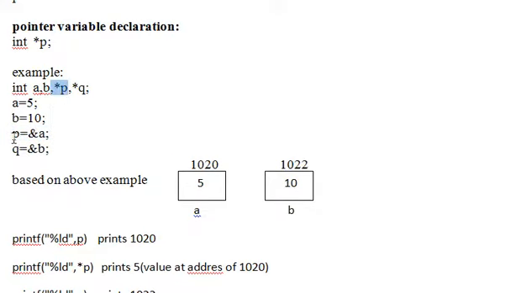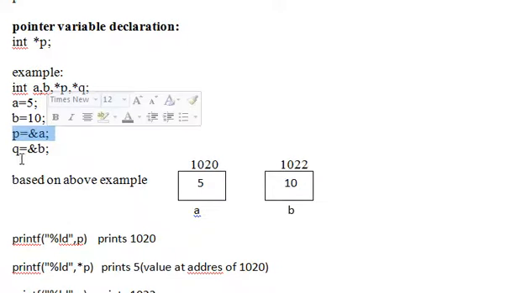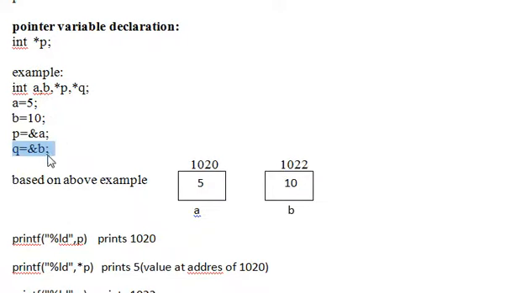In this pointer variable p I am giving some address, because pointer variables store the address of some other variables. So p equal to address of a. That means the address of variable a will be stored in pointer variable p. Similarly, q equal to address of b. Here the address of variable b will be stored in pointer variable q. So p has the address of variable a, and q has the address of variable b.